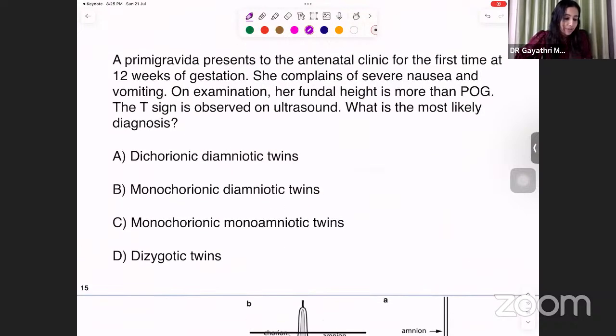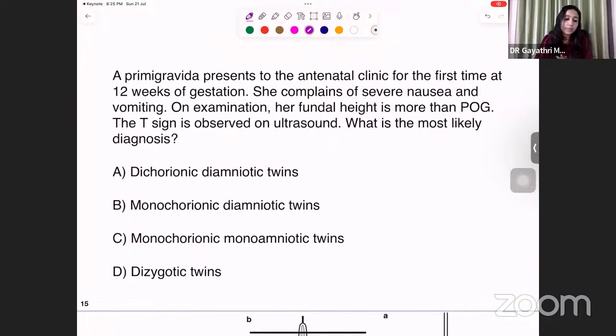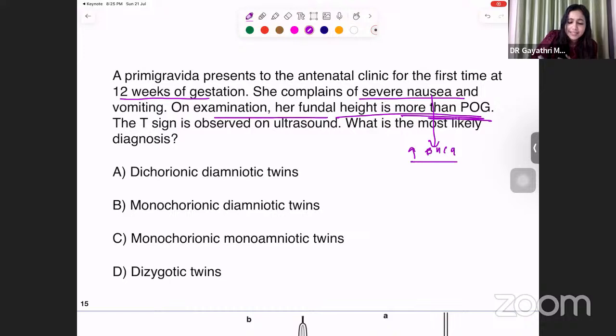Yes. Coming to the next question on twin pregnancy, you have a primigravida who has come with complaints of severe nausea at 12 weeks. On examination, you find that the fundal height is more than the period of gestation. Fundal height more than period of gestation and severe nausea, which is basically due to the increased level of beta HCG, are slight pointers towards twin pregnancy. Apart from this, ultrasound shows a sign. What is the most likely diagnosis? They're asking you about the type of twins that is there.